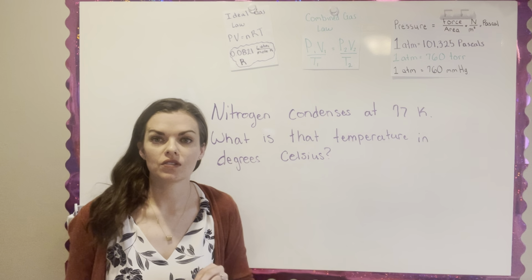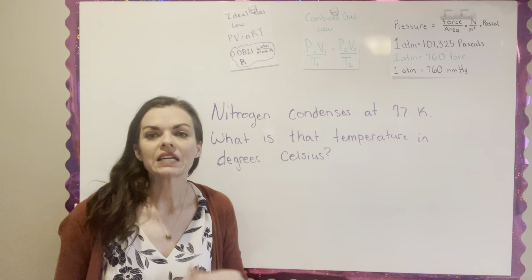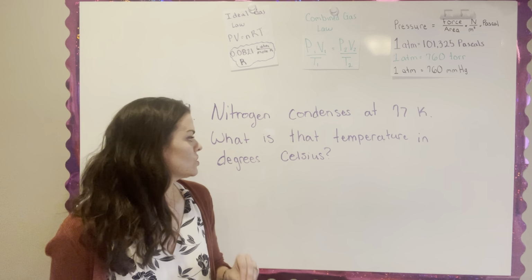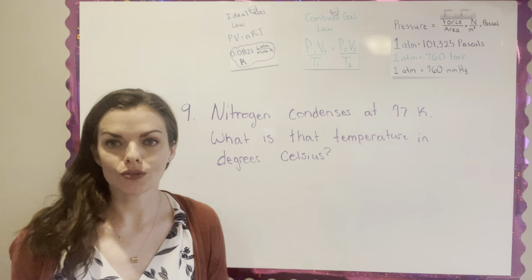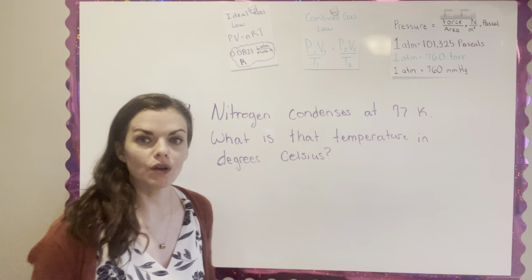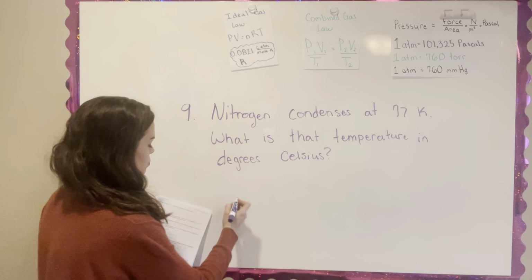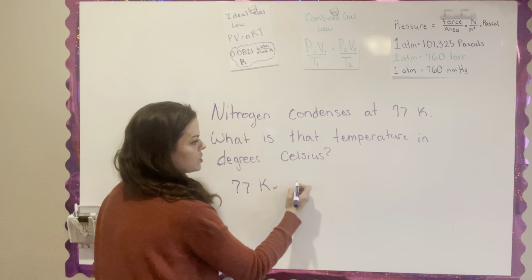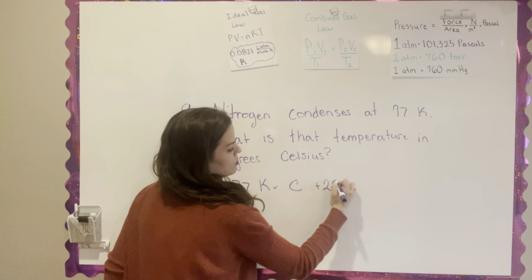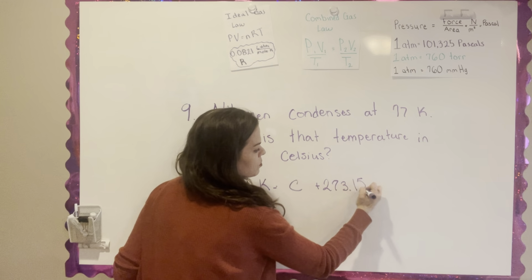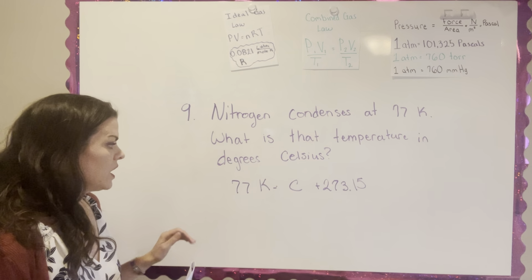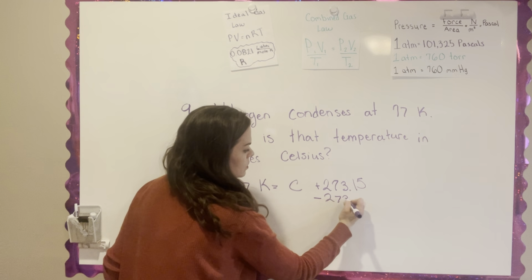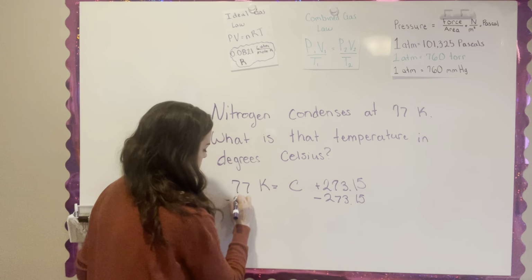Question number 9 tells us that nitrogen condenses at 77 degrees or 77 Kelvin. Condenses means it goes from being a gas into a liquid, and it's wanting us to know what's that temperature in Celsius. So we're going almost the opposite of what we were just doing in the previous problem. So I have my kelvins. I know that equals Celsius plus 273.15. And so I'm going to just subtract 273.15.